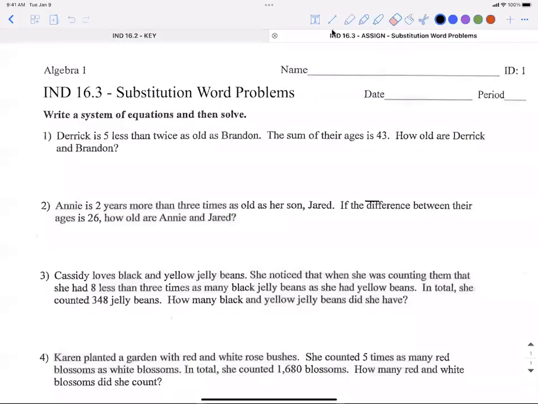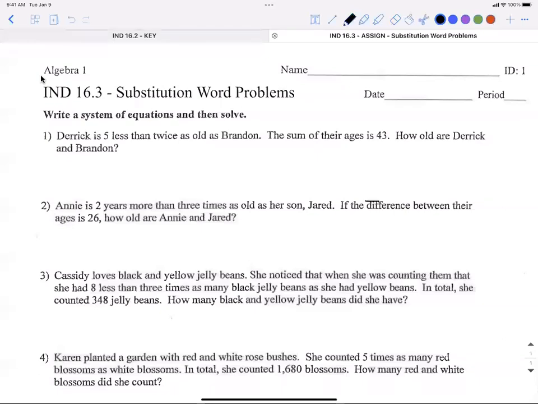All right, so for indicator 16.3, we are still going to be in story problems, but we are going to be dealing with story problems that are more suited for substitution. It's still a system of equations, but instead of solving using elimination, we're going to solve these using substitution. These are a little bit trickier, I think, to set up, but I'll give you some hints as to how to do that. And then this is your actual homework assignment.